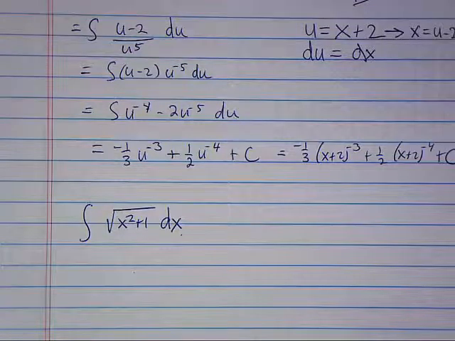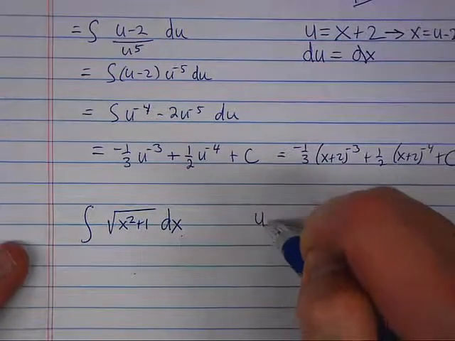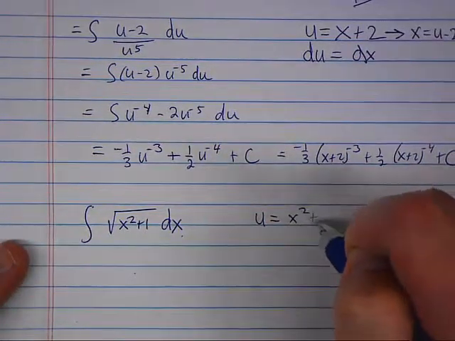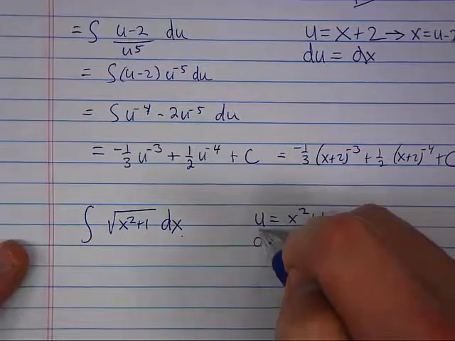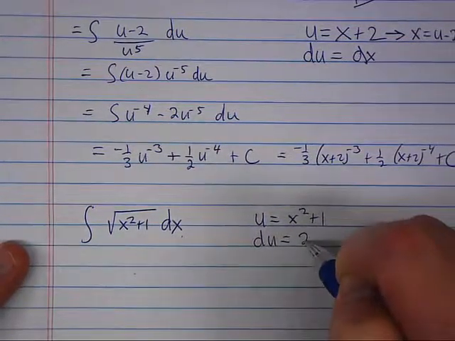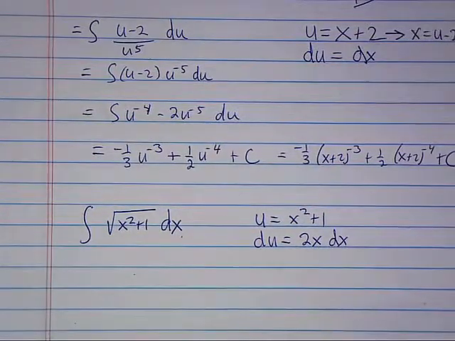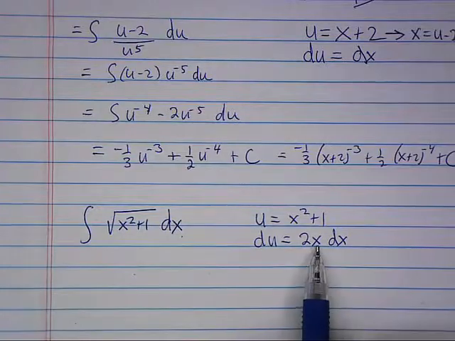Antiderivative of the square root of x squared plus 1. U substitution will not work on that problem. Why not? Well, your only choice is u should be x squared plus 1. That's the thing inside the parentheses. But if u is going to be that, then du would be 2x dx. And what's the problem? How come U substitution will not work? I don't have an x outside, do I?